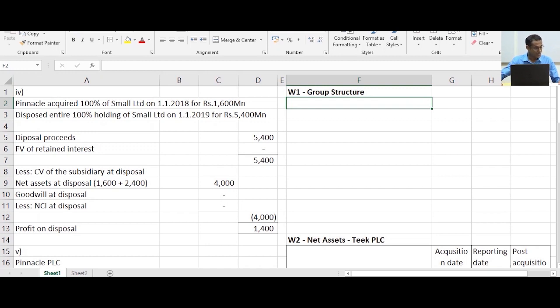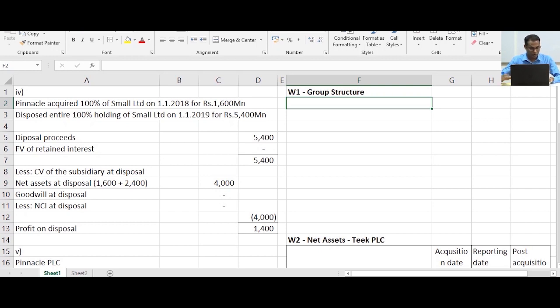In that tutorial, the very last information under the pre-seen is mentioned on 31st December 2017. I told you all to change the date. What is mentioned in the pre-seen is 2018, but it has to be corrected to 31st December 2017. Pinnacle acquired 25% of Teak PLC for 2,020 million when Teak PLC's reserves were standing at 5,800 million.